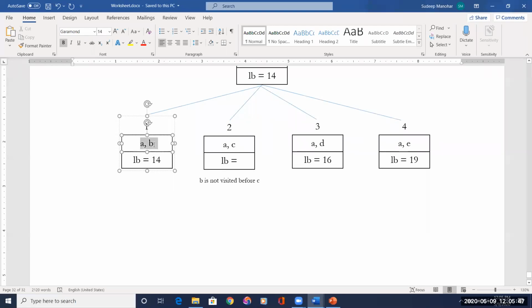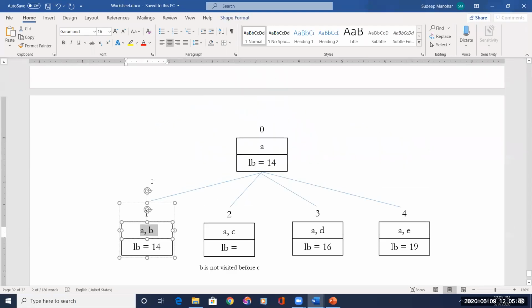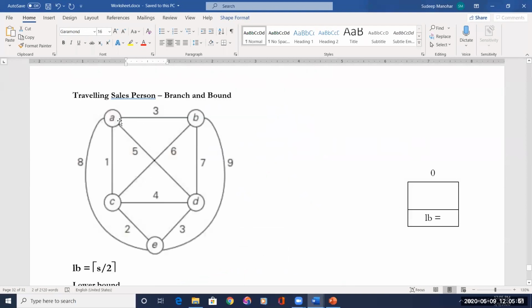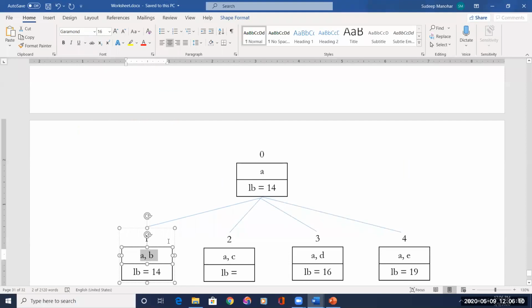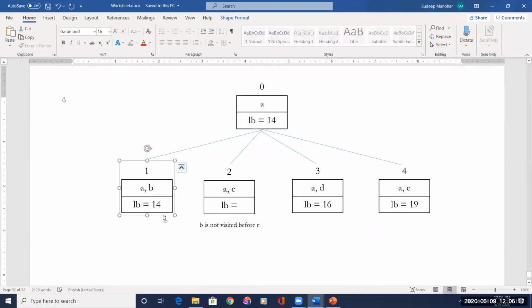We have considered an edge from A to B. What next? See the diagram. We have considered from A to B. From B, what are the options? You can reach C, you can reach D, you can reach E. Three options are there. So these three options we will write. Three nodes you can write for this. Three children are there for this node.